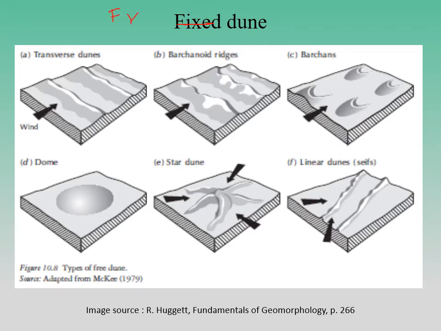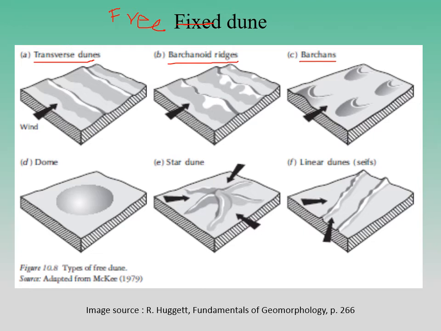The transverse dunes, where the crest lines are oriented perpendicular to the prevailing wind flow direction. The Barkhanoid, these are the modified versions of transverse dunes, where you can see the crest lines are somewhat more sinuous in nature. So these are one kind of transverse dunes, but the crest lines of the dunes are more sinuous in nature. The Barkhan dunes, the isolated crescent-shaped dunes in which the horns always point in the downwind direction.